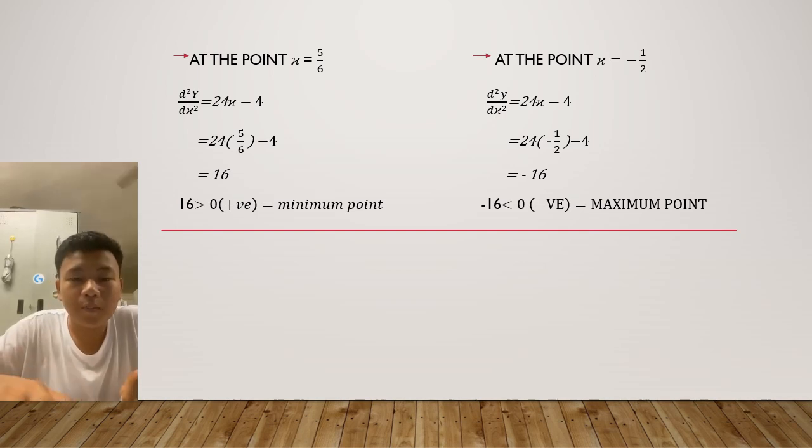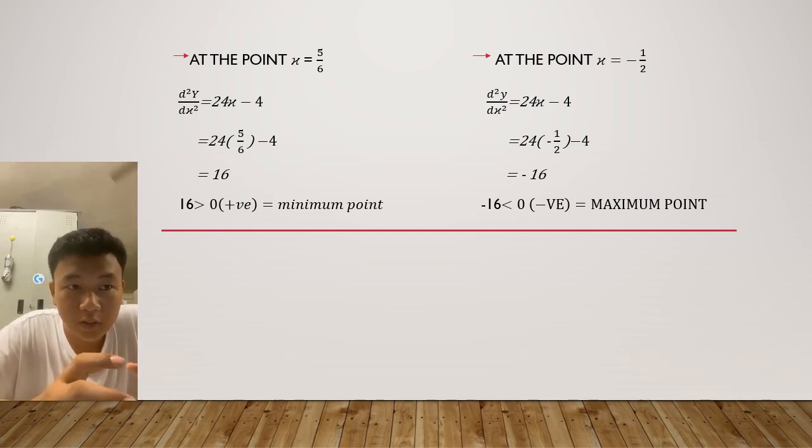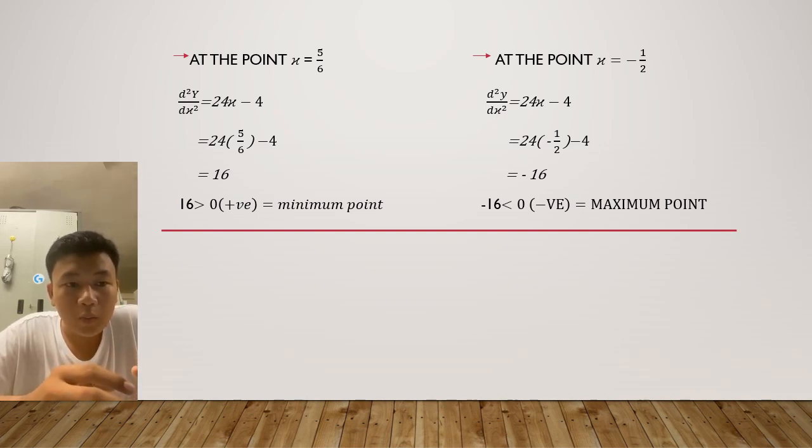So next, at the point x equals 5 over 6, d square y over dx square equals 24x minus 4. So we replace the x, which is 5 over 6. So we have 24 times 5 over 6 in the bracket minus 4, and we will get 16. Alright, the 16 is positive, so it will be the minimum point.